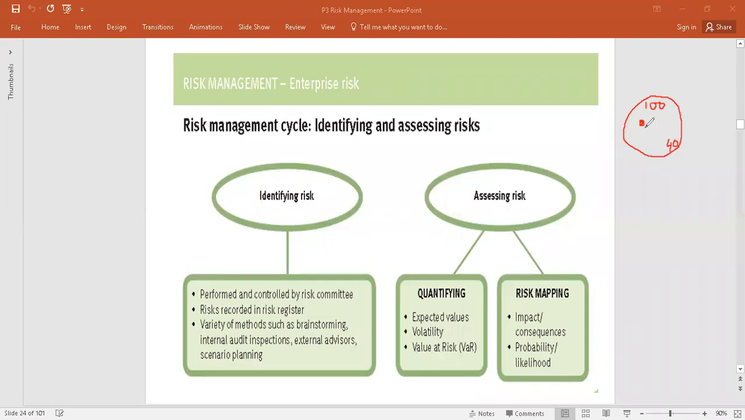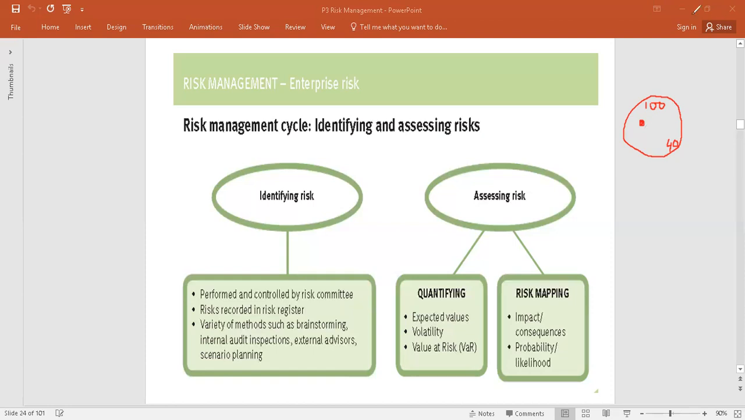What is value at risk? The worst possible thing, or the maximum amount of loss that can happen at a given period of time, at a given level of confidence. So anticipating a maximum or the worst possible loss that can happen during a given period of time, and that is taken at a given level of significance or a level of confidence. So that would be called value at risk. So these are different methods that are used to quantify the risk.